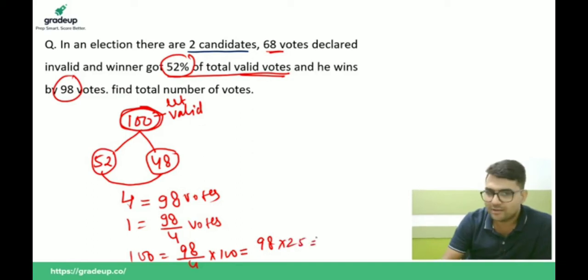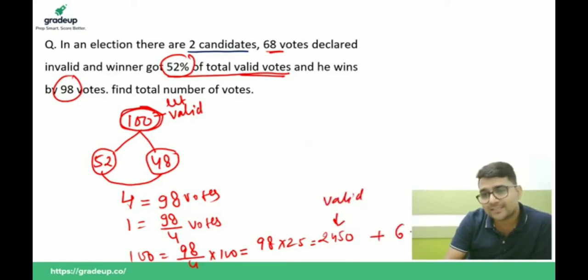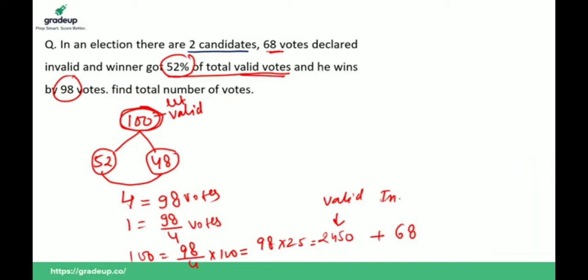2450. Guys, this is the valid vote. If we add 68 invalid votes to this, we will get the total votes. Is this clear to all of you?